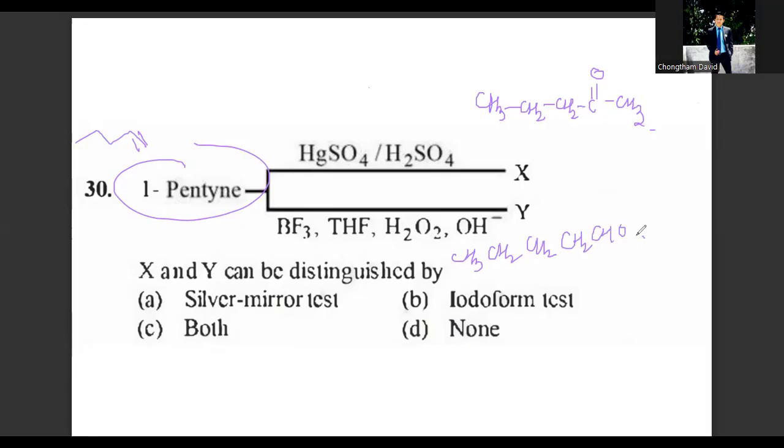X will give positive iodoform test and Y will give positive mirror test. So it can be distinguished by silver mirror and iodoform test. So B is the answer for question number 30.